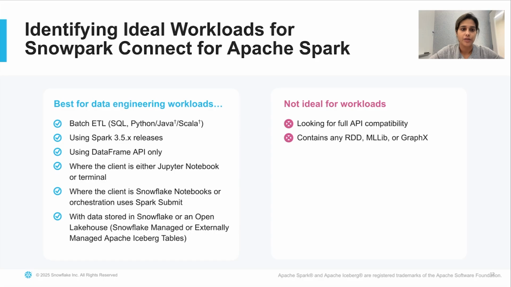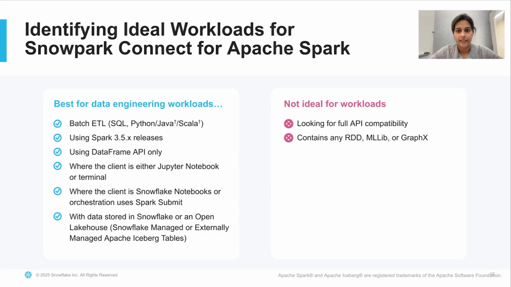We do need customers to be on Spark 3.5.x. Again, it's mostly DataFrame APIs. You could be using clients like Jupyter Notebook, Shell. You could be using Snowflake notebooks. You could be using Snowpark Submit, which is very similar and wrapped around Spark Submit as well to run your batch workloads too. And this works great if your data is in Snowflake, but also when your data is in managed or unmanaged Iceberg tables too, or in any third party CSP provider. So we have had customers who had data in S3. We work great with those set of data sources as well.